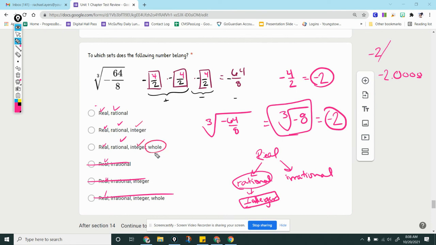Now I go and look at my whole numbers. Whole numbers are all of my positive integers. And since negative 2 is not positive, then it is not whole. And so it cannot be that answer. Now, I also say it can't be this answer because it was an integer. And I'm left with a real rational integer.